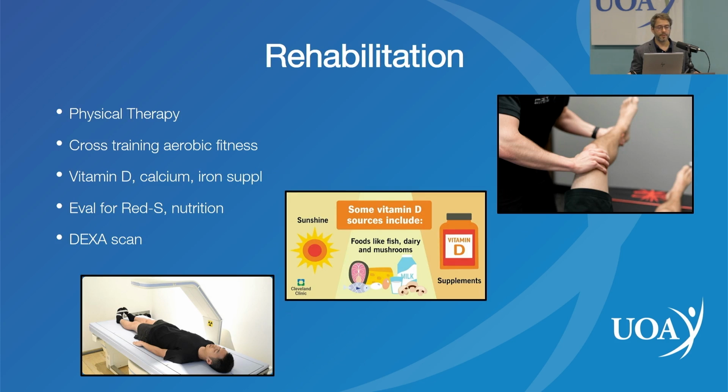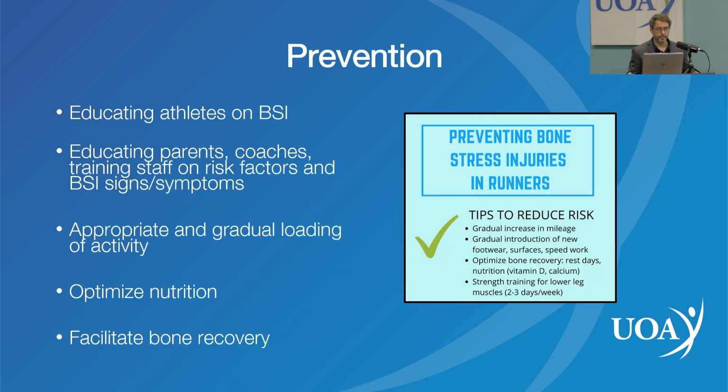Rehabilitation for BSIs focuses mostly on physical therapy, cross-training and aerobic fitness, vitamin D evaluation and supplementation, as well as evaluation for relative energy deficiency and female triad, as well as possibly a DEXA scan if needed. Of course, prevention centers on education of athletes, families, as well as the training staff, appropriate and gradual loading of activity and not making rapid increases or jumps, optimizing nutrition, and facilitating bone recovery.